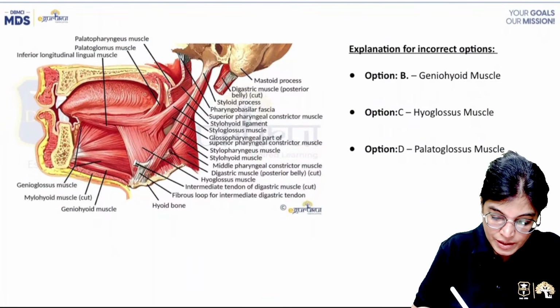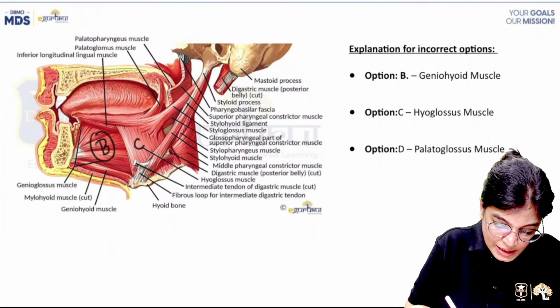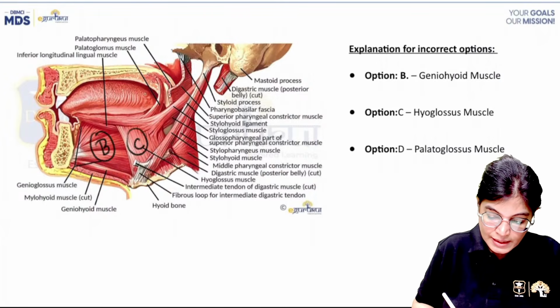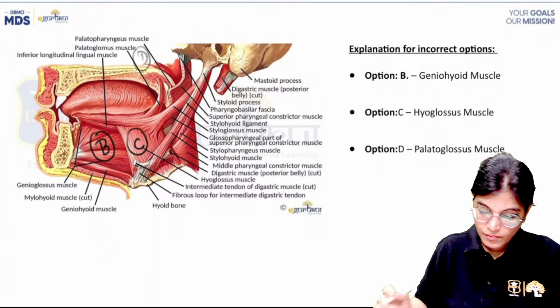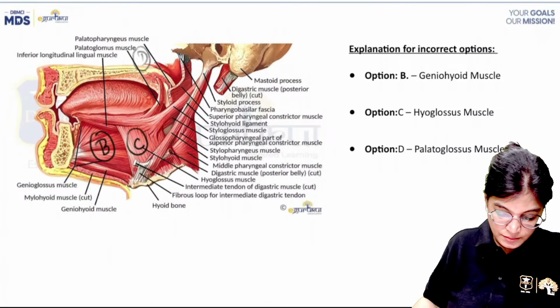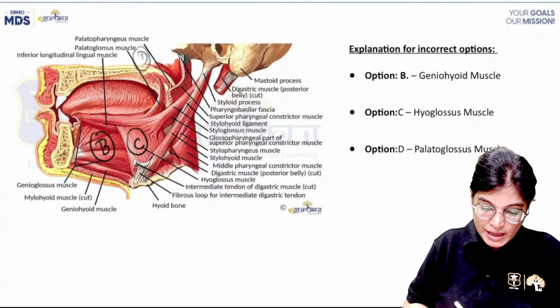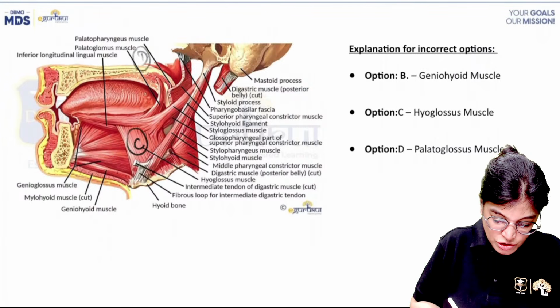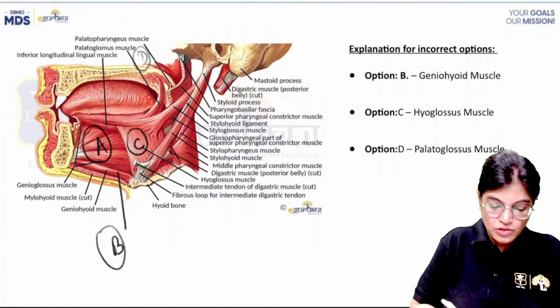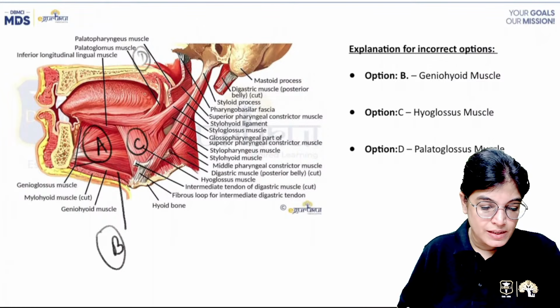So here in this diagram we can see B is the genioglossus muscle, and C is the hyoglossus muscle, and D is the palatoglossus muscle. Okay. Actually, I have marked B on genioglossus, but it is below this. So this will be the geniohyoid muscle. And here A will be the genioglossus muscle, which is already the correct answer.